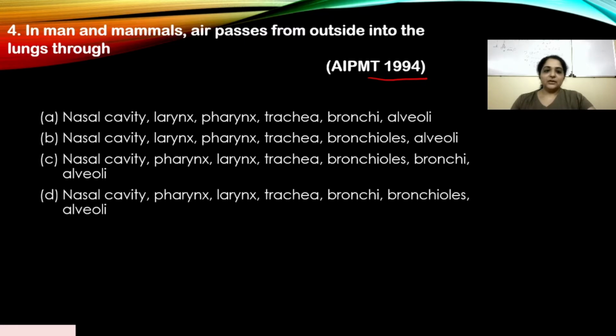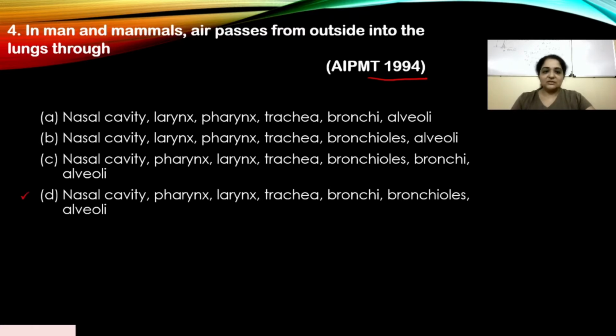Okay, so A is nasal cavity, larynx, pharynx, trachea, bronchi, alveoli. No, not really. That is not the right answer. B is nasal cavity, larynx, pharynx, trachea, bronchioles, alveoli. Again, that is not the right answer. C. Nasal cavity, pharynx, larynx, trachea, bronchioles, bronchi, alveoli. No, that is also not the right answer. Then D. Nasal cavity, pharynx, larynx, trachea, bronchi, bronchioles, alveoli. Yes, D is the right answer.